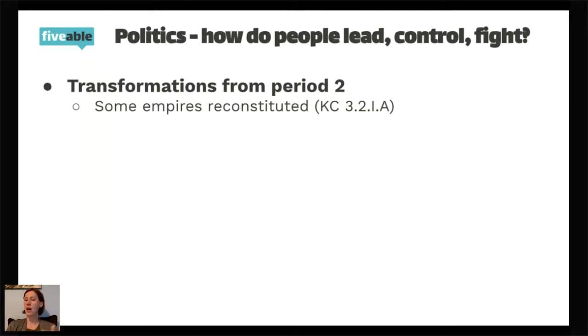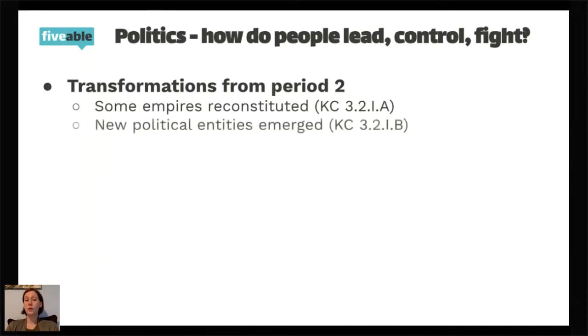So maybe not. Aztecs and Incas are actually going to emerge as Unit 3 empires, but the Mayans carry forward in the Americas from Unit 2 into Unit 3. So some of the empires are rebuilding themselves, rebranding themselves in some cases. And those are important ideas to keep in mind, because you may be asked a question about empires that are reconstituting or about new political entities that are emerging. Some of these new entities are empires in new places, but some of them are completely new and different things that we haven't seen in place before.